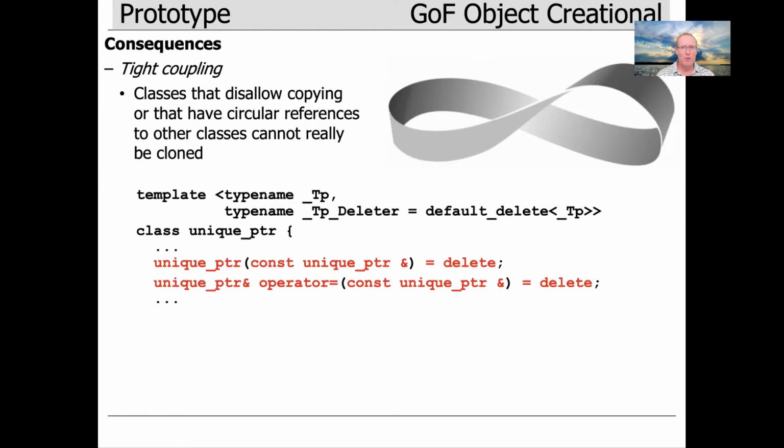And another issue would be, of course, if you have classes that don't allow themselves to be copied. And there are lots of those classes. A good example is the C++ unique pointer class that's part of the standard library. It defines the copy constructor and the assignment operator as deleted. So you can't actually make a copy of a unique pointer. So obviously you couldn't clone that.